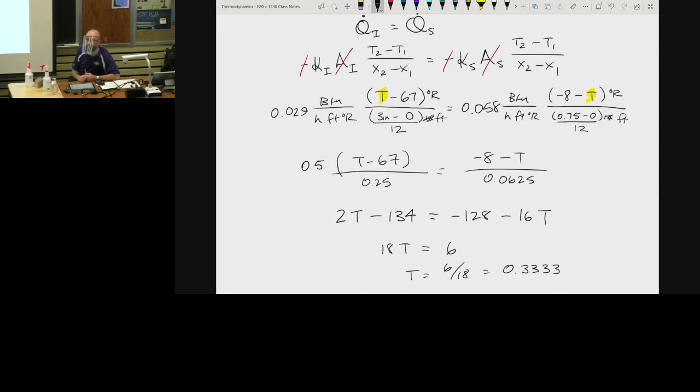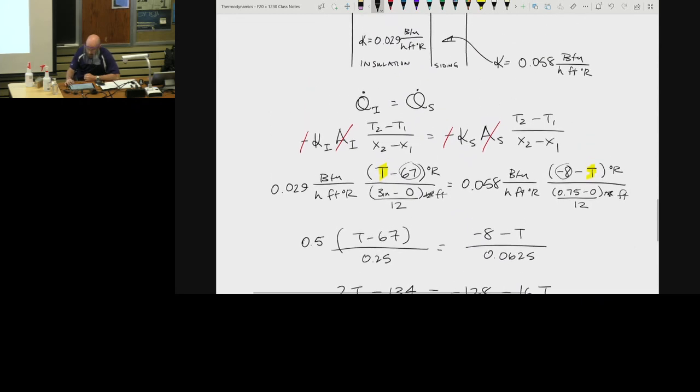Is it Rankine or is it Fahrenheit? It's Fahrenheit, because I didn't change this temperature up here to Rankine. Okay, it's in Fahrenheit, so this is degrees Fahrenheit. Now I'm going to ask myself the question, does that make sense?